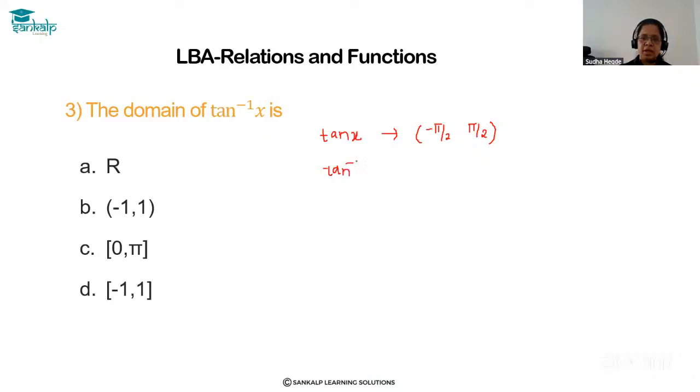Therefore, the domain of tan inverse x is what? The open interval minus pi by 2 to pi by 2. You cannot take pi by 2 and minus pi by 2. That's why you have to take the open interval. Therefore, check the option.